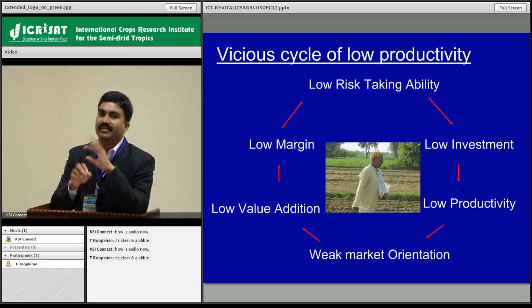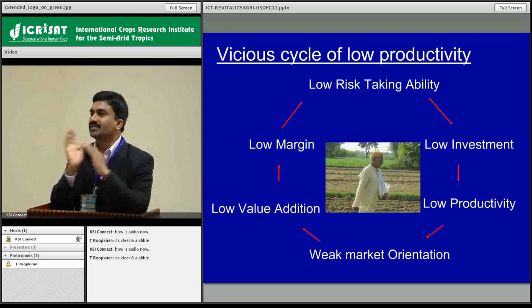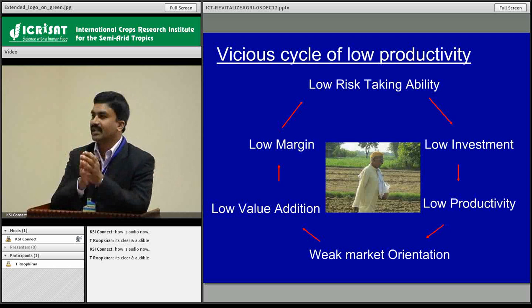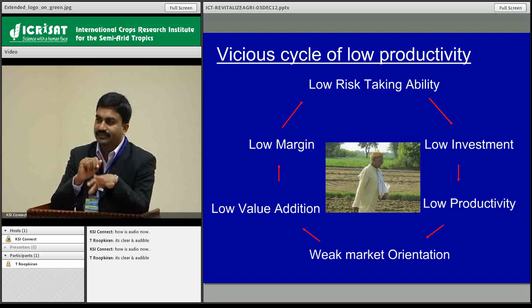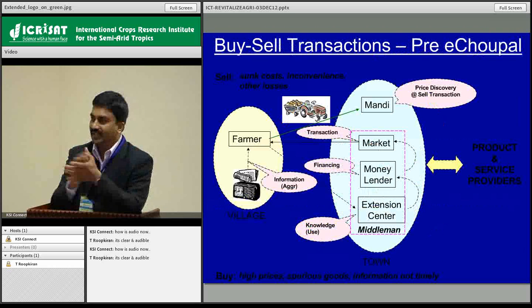At the same time, it is also information infrastructure as well as human infrastructure, where the Sanchalak, who is the lead farmer, is in the village transferring the information which is available on the website to his fellow farmers of his community.